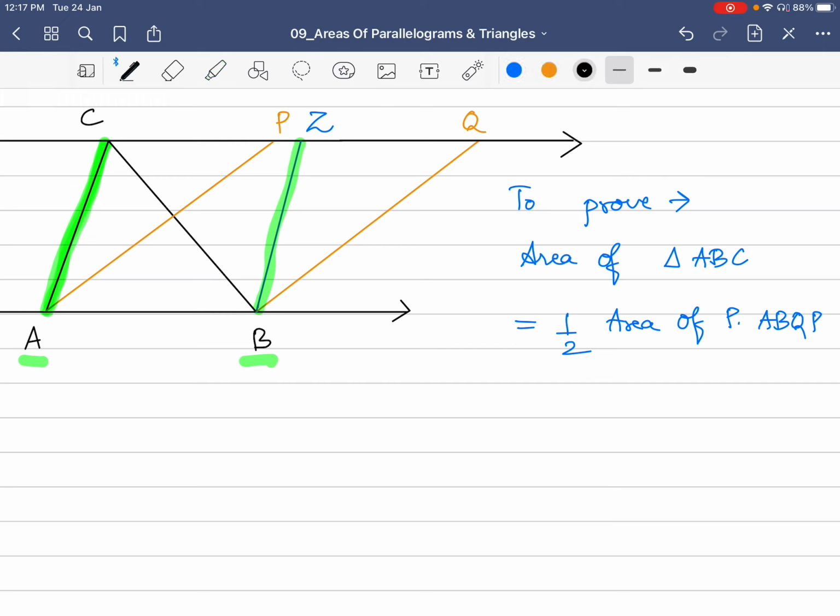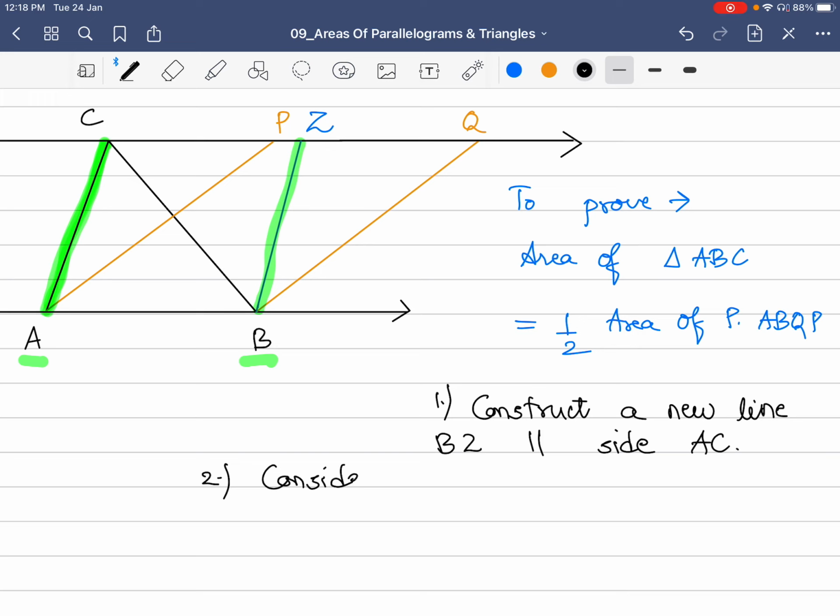So I'm going to make a note of it. Step number 1. Let's write it here. Step number 1: construct a new line BZ parallel to the side AC. So we have done that. Now the second point is going to be point number 2. Consider quadrilateral ABZC.